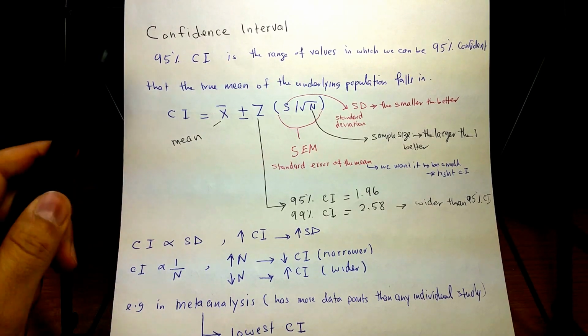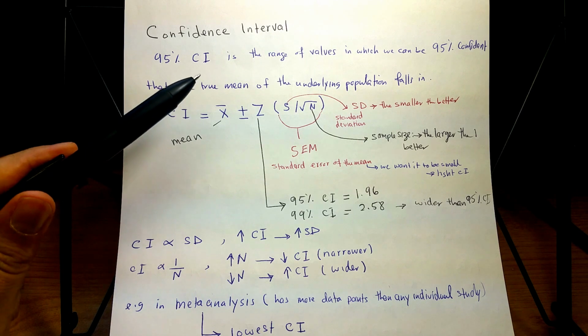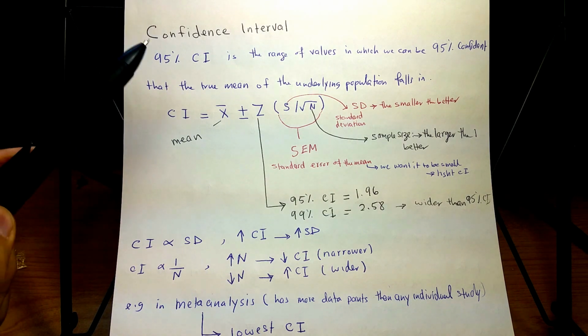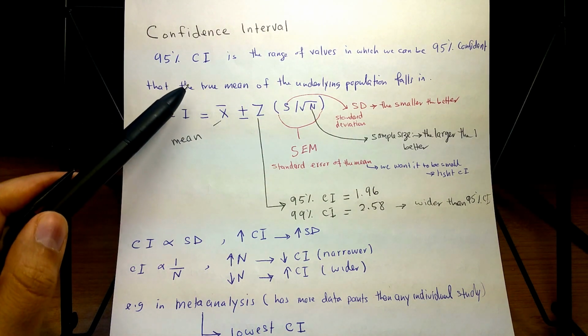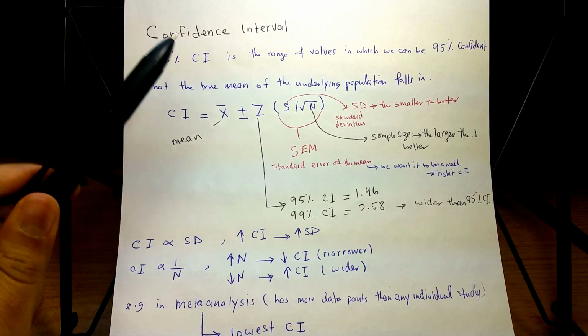So the 95% confidence interval allows us to say that we are 95% confident that the true mean falls between the values that we have set.